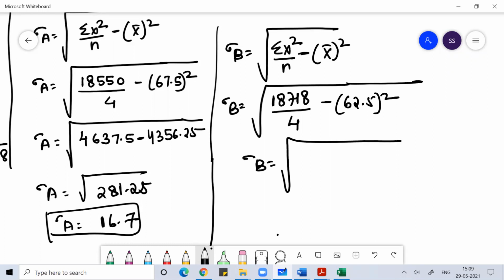Standard deviation of B. So 18718. So this would be what? 4 4s are 16, 27. 27 means 6 are 31. 31 means 7 are 38. 38 means 9 are 20. 20 means 0.5 minus 62.5.